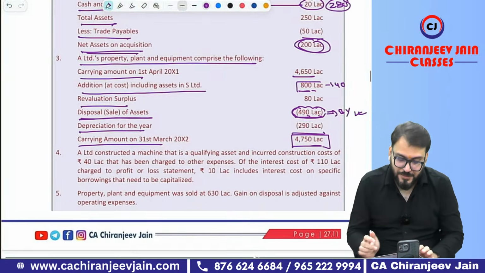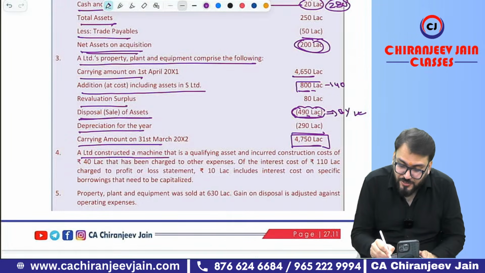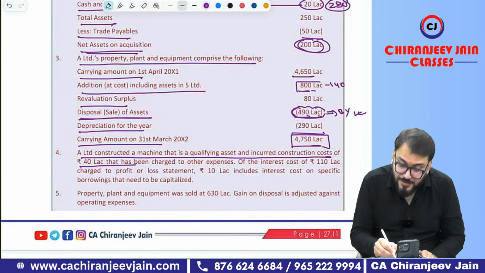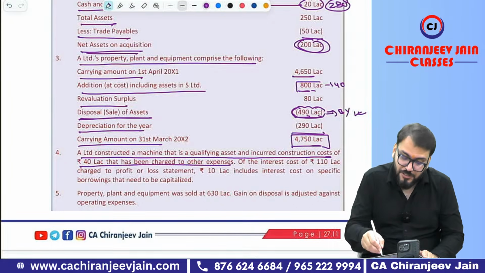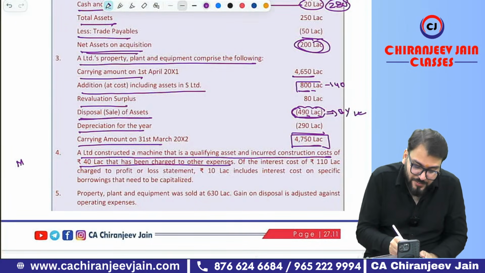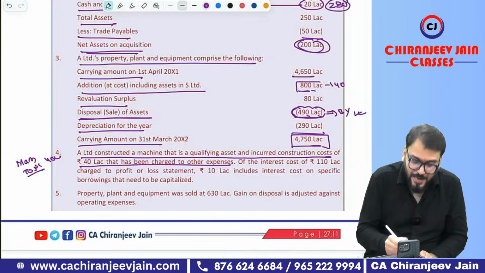Very good. Yes, sir. A Limited constructed a machine that is a qualifying asset and incurred construction cost of 40 lakh. That has also been charged to other expense. Means this is also one mistake that has been debited to PL account. It is a construction cost. So what journal entry will you do? Rectification entry: machine account debit to PL. So your PL will increase by 40 lakh.